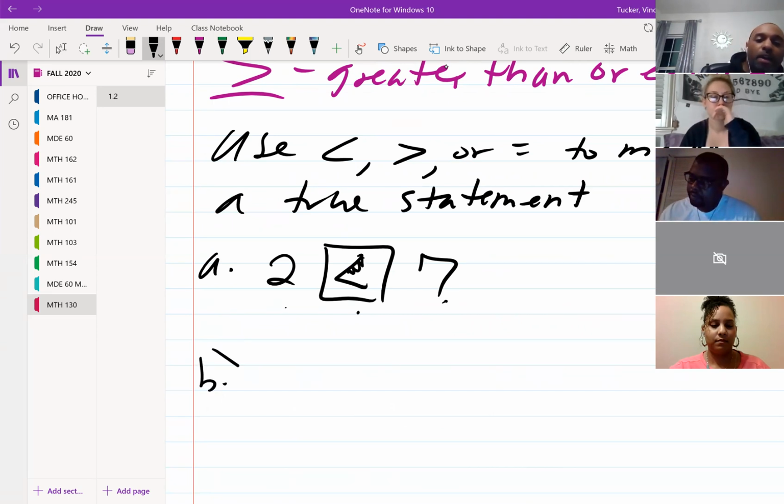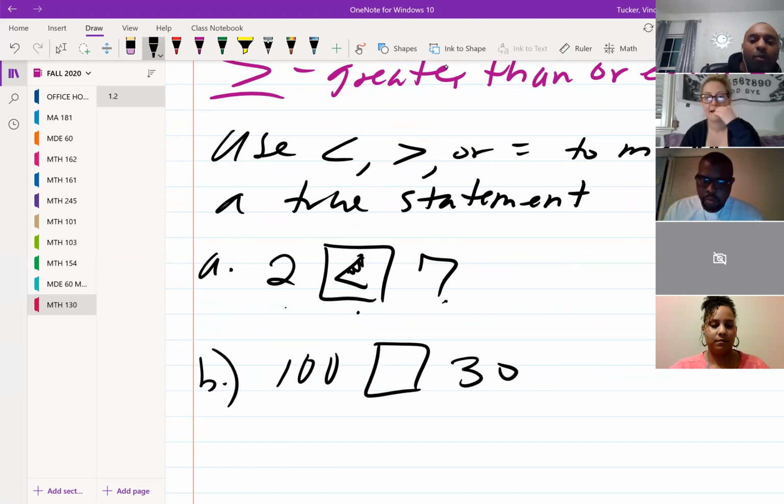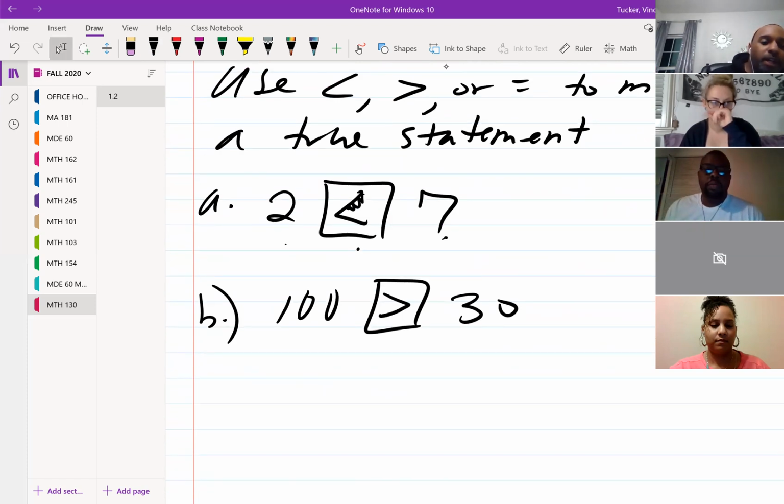Same thing as if I had 100 and 30. We know 100 is the greater number, so the mouth is going to be open to the greater number. So that reads 100 is greater than 30. All right. Same thing if I had negative numbers involved.